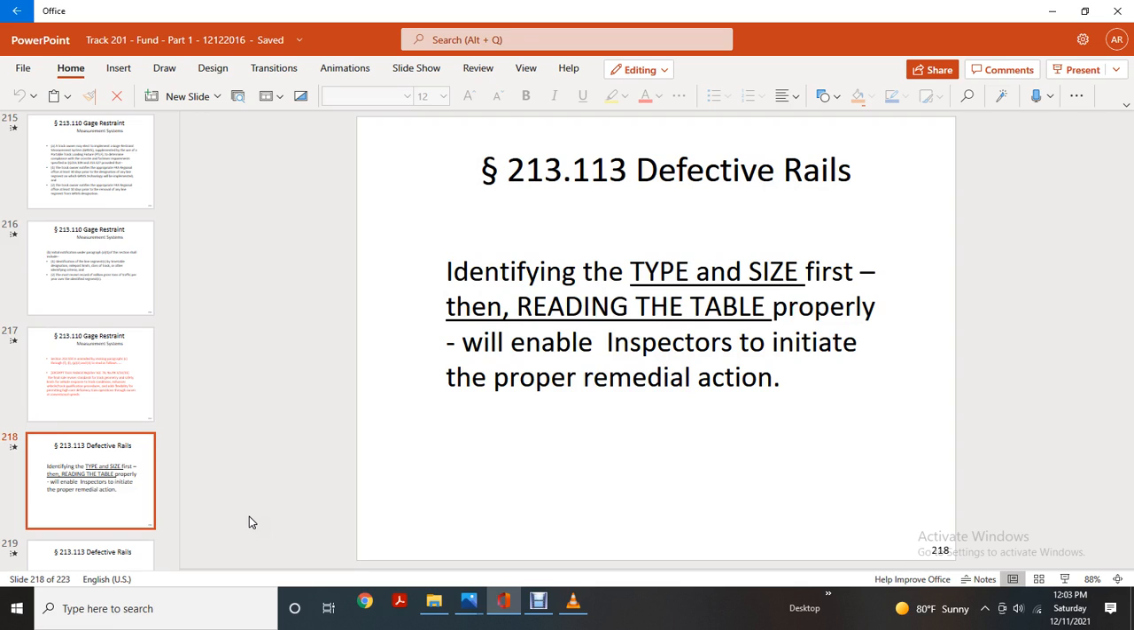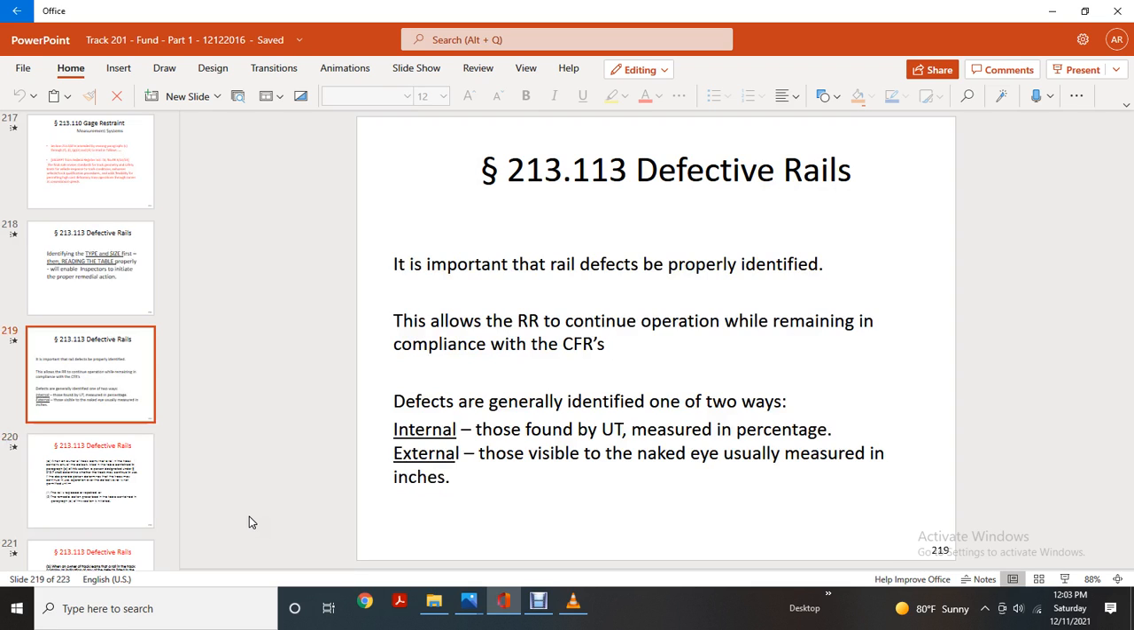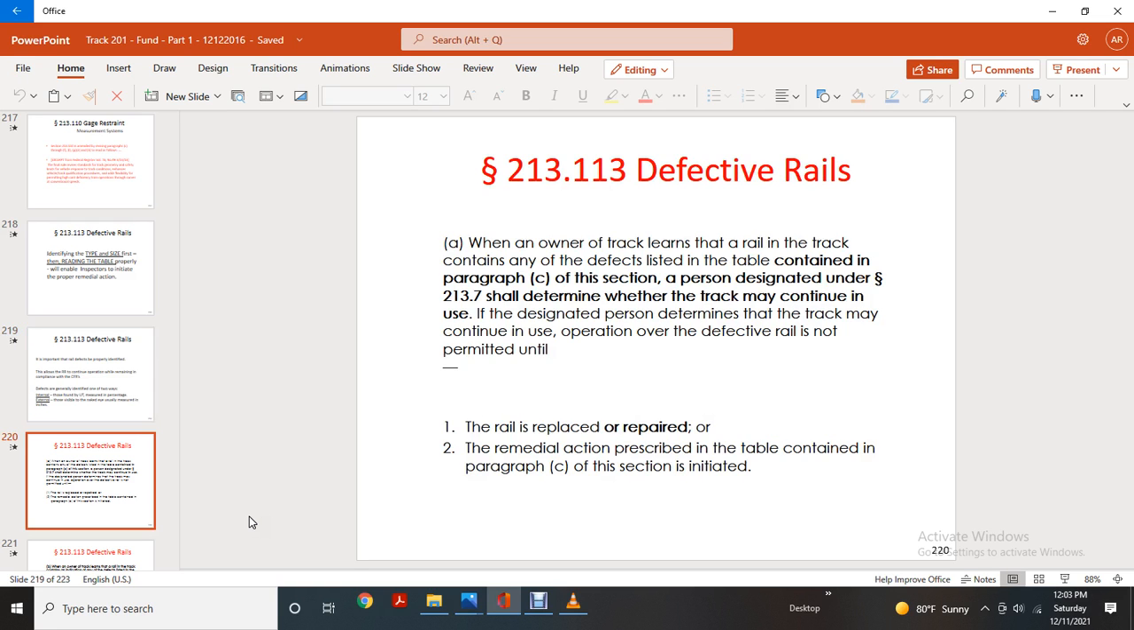Defective rails identifying the type of the side of the first reading with the timetable properly will engage the inspection issue with the proper remedial action. It is important rail defect with the properly identified allows the railroad to continue operating or remain compliant with the code regulation. Defects are generally identified in two ways: internally with ultrasonic testing measured within percent, and externally with the visible with the naked eye, usually measured within inches.